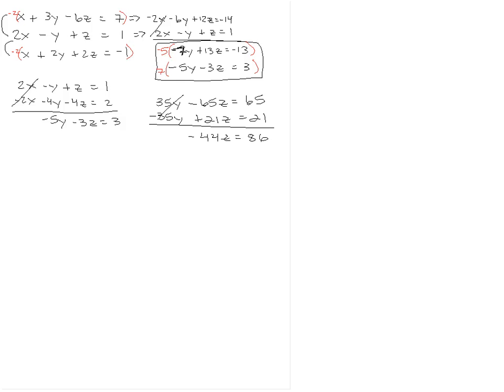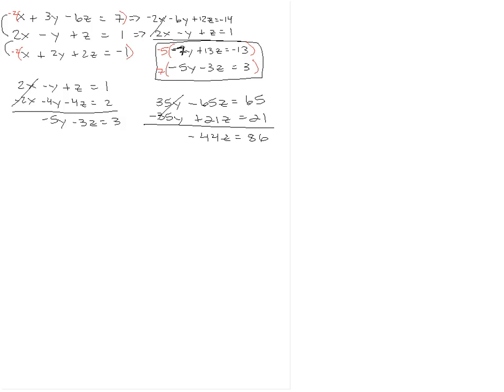I've done it again. No. What did I do wrong? This is going to drive me nuts. x plus 3y minus 6z equals 7. 2x minus y plus z equals 1. x plus 2y plus 2z equals negative 1.